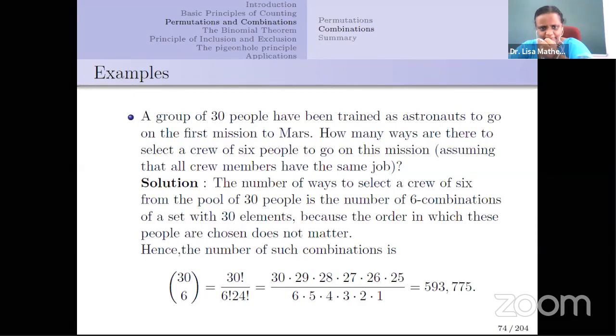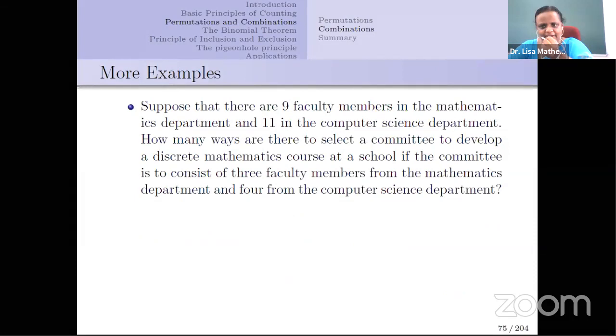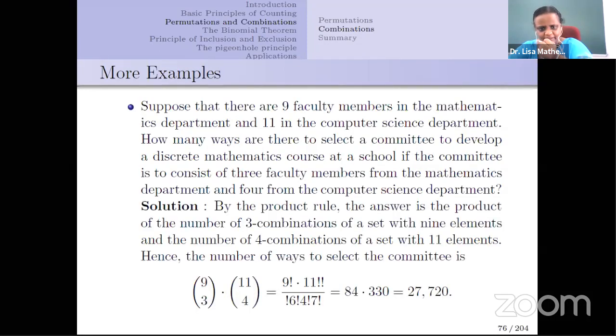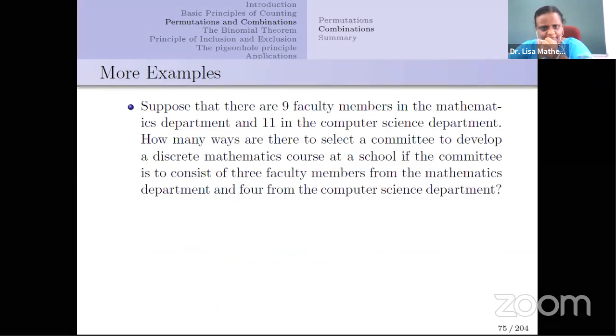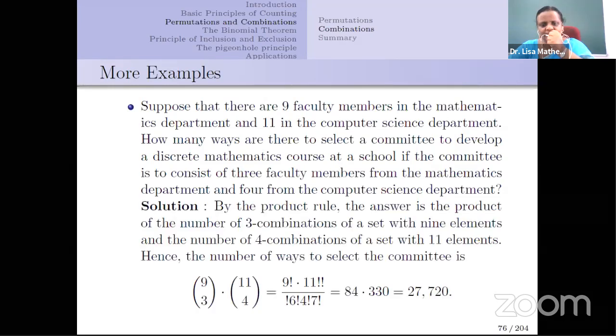Now one more example. Suppose I have 9 faculty members in the mathematics department. How many ways can I select a committee to develop a discrete math course? If the committee should consist of 3 members from the maths department and 4 from the computer science faculty, I have 9 people, and out of that I need to choose 3, and therefore I can choose them in 9C3 ways. Again, from the computer science department, I have 11 people, of which I need to choose 4. So I can choose them in 11C4 ways. So totally I can use my product rule and say that the total number of possible committees is 9C3 times 11C4, which I can simplify and I get 27,720.